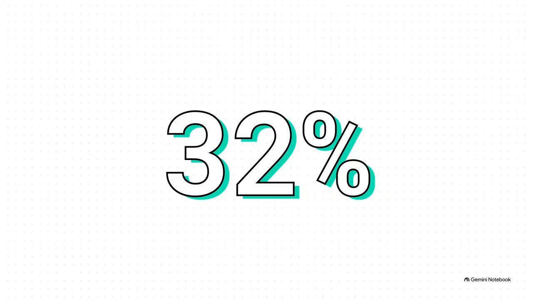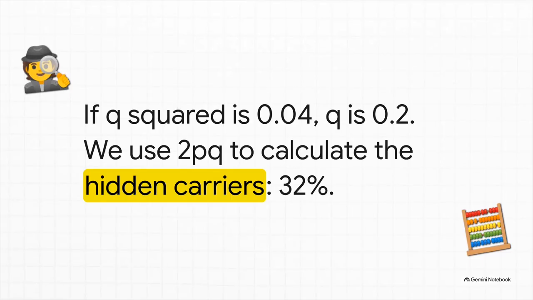Let me throw a crazy number at you, 32%. Keep your eyes on that number, because it's the answer to a very specific, eye-opening textbook scenario. It shows just how many secrets a population can hide. Let's see exactly where that 32% comes from.